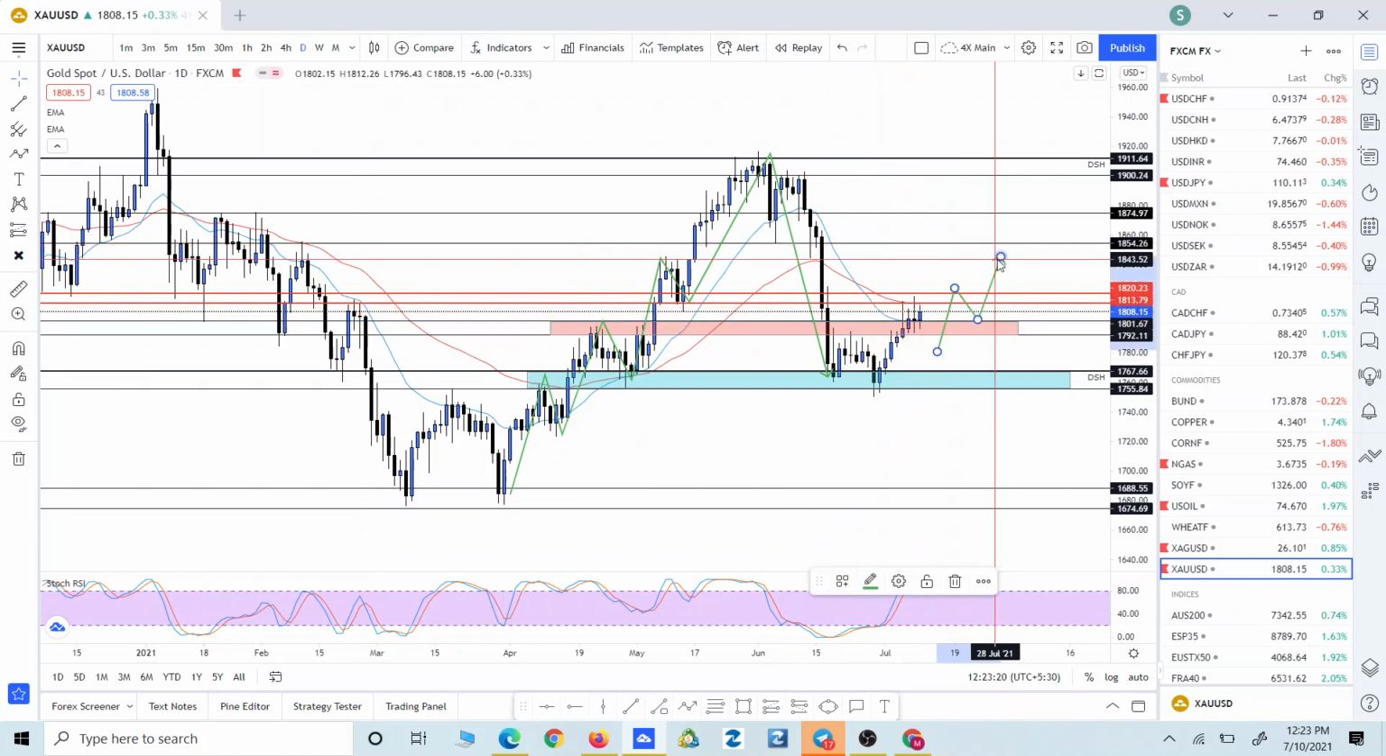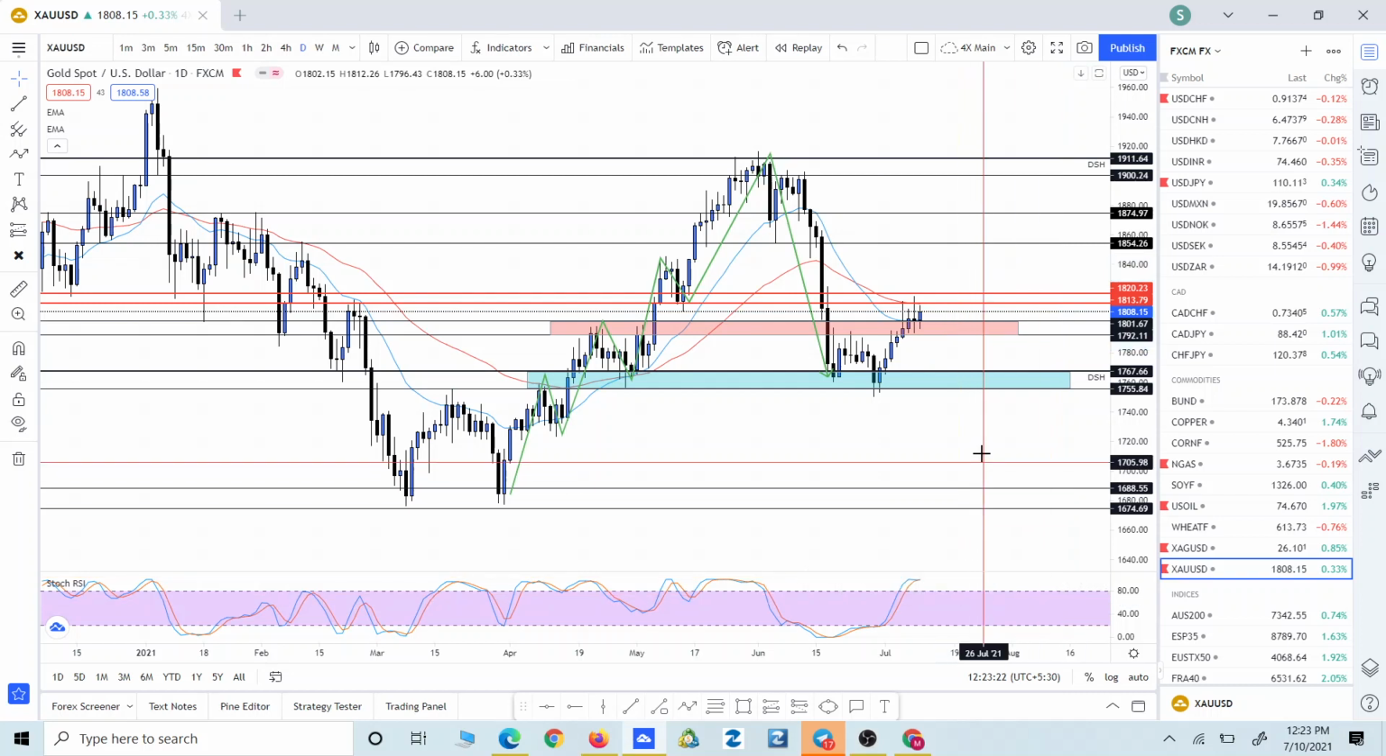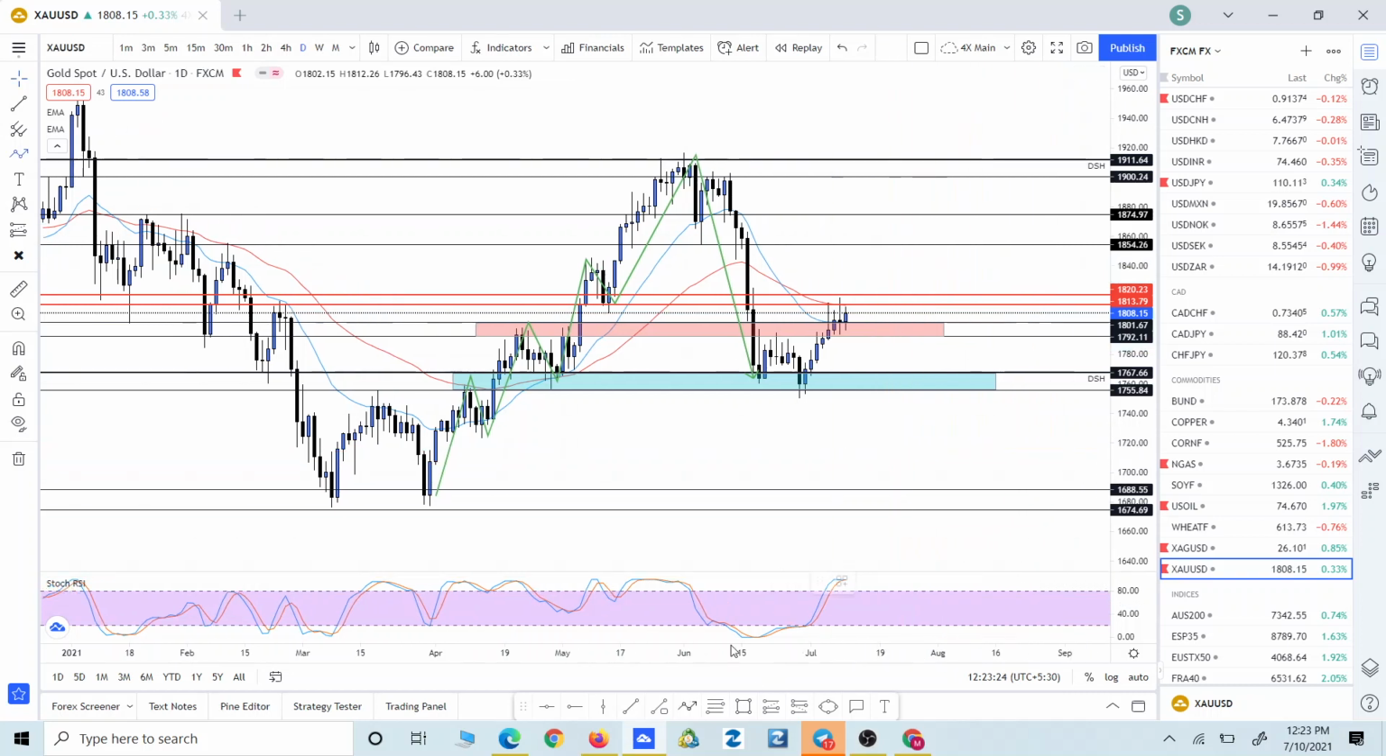So what I'm expecting on gold at the moment, I have two possible scenarios. If the price comes and closes below this low, then I'll be waiting for any kind of shorting opportunity into this zone to go long, to go short, sorry.